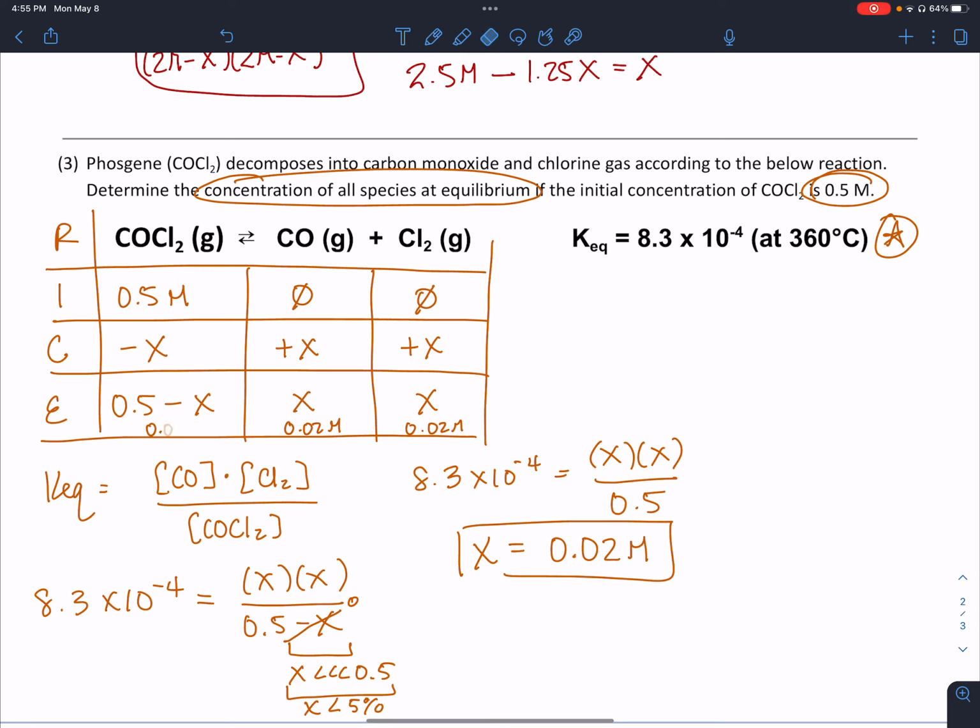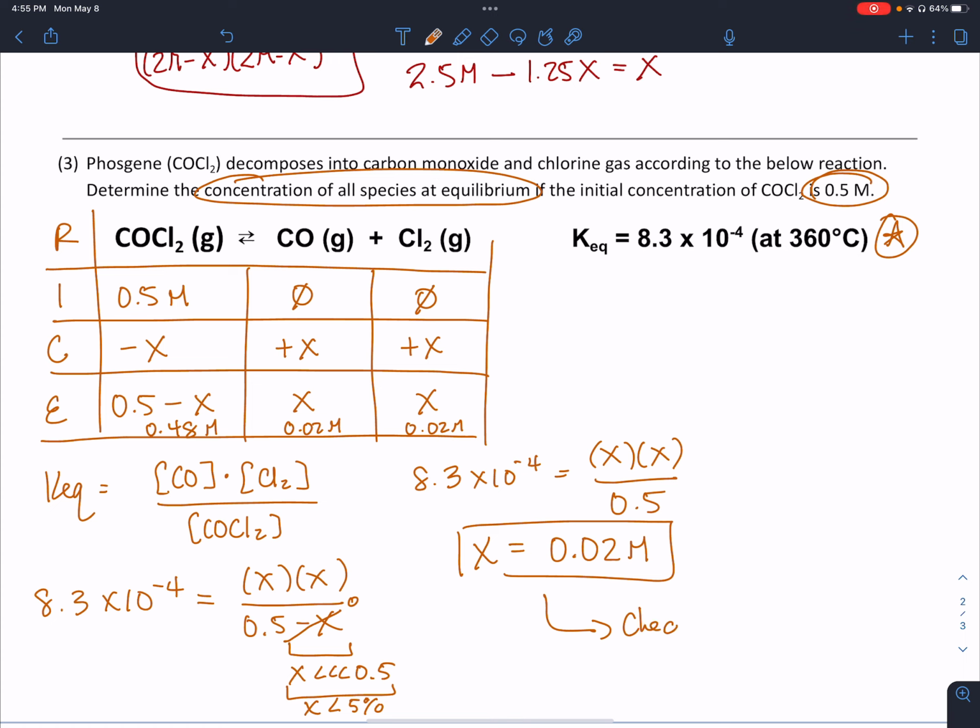Whoops, is that a 4? Oh, sorry, I did that wrong. 0.48. So it's not that big of a change for our product, but we need to check it.